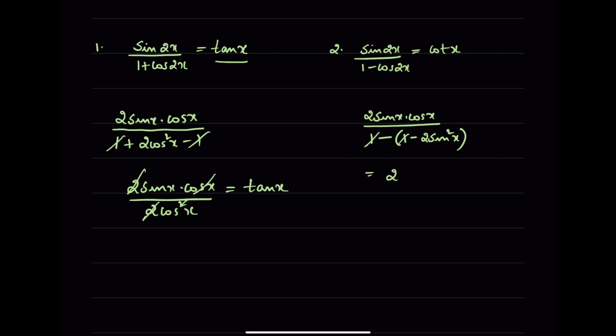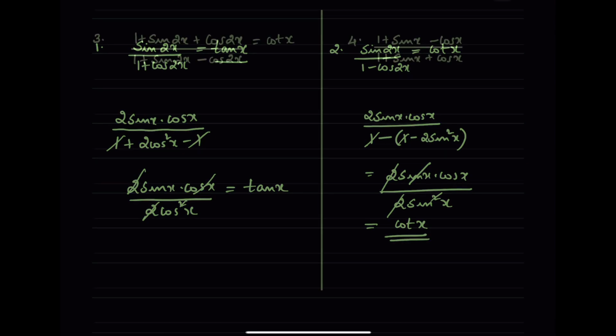So this will be 2 sine x cos x divided by 2 sine square x, because the negative of negative is positive. So we can cancel the 2 here and 1 degree of sine is cancelled. So this will be equal to cotangent of x. Now let's try the third one.